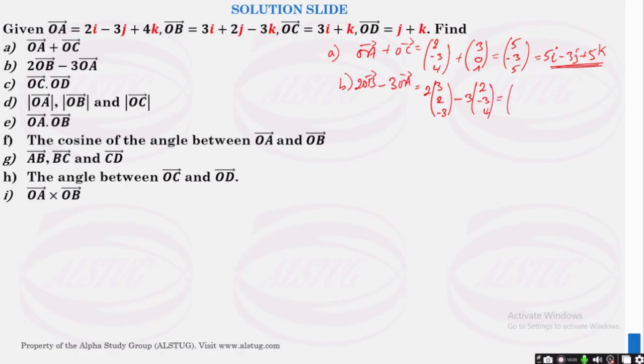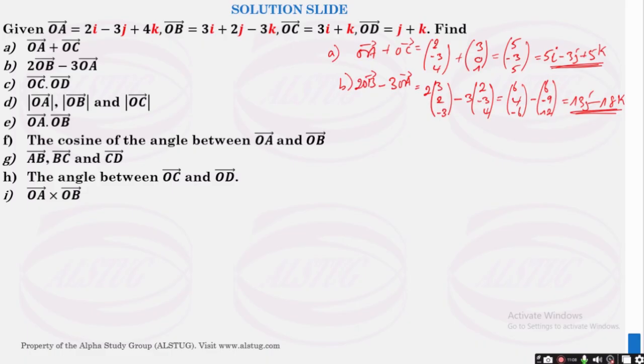This gives us, we multiply 2 times 3, we get 6. 2 times negative 3 is negative 6. Minus, we have 3 times 2, 6. 3 times negative 3, we get negative 9. And then 3 times 4, we get 12. So this actually gives us 6 minus 6 is 0, so there's no i. 4 minus negative 9, that's 4 plus 9, that's 13j. And we have negative 6 minus 12, that's minus 18k.